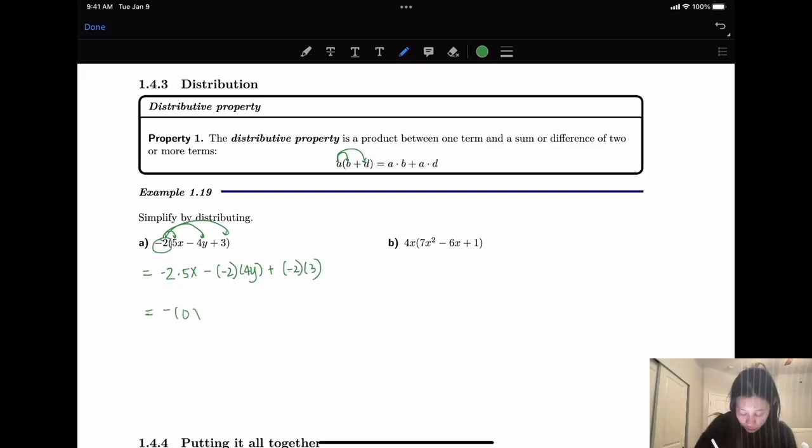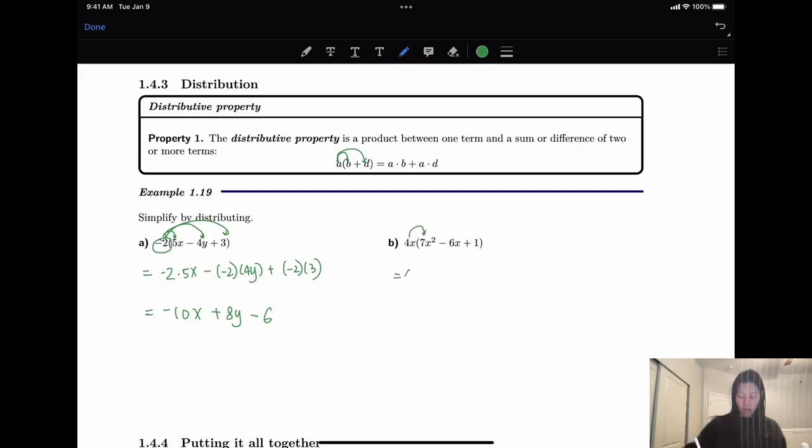I have a negative 10x plus 8y and then minus 6. If they have like terms, you need to combine them together. If they don't, you should just leave it as is.